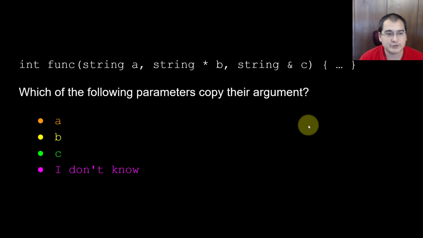So, multiple choice question time. Here is a given function definition. The function returns an int, it's named func, and it has 3 different arguments, a, b, and c. I want to know which of those parameters copy their argument.